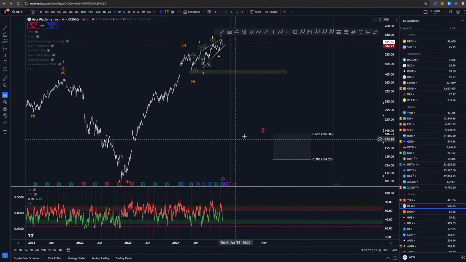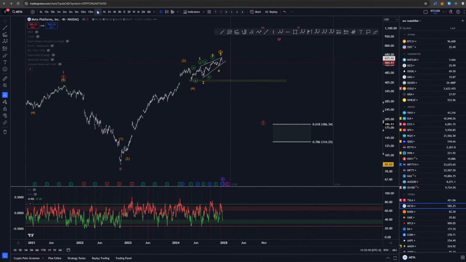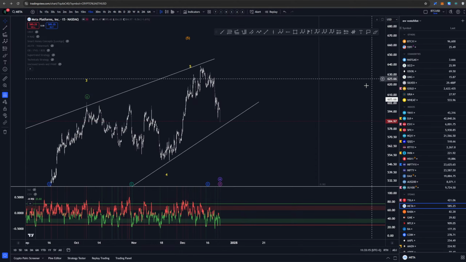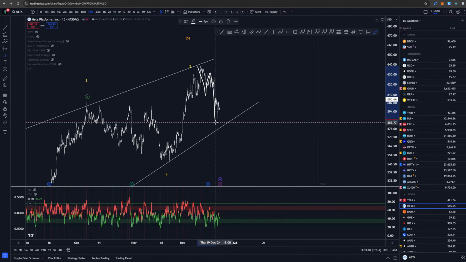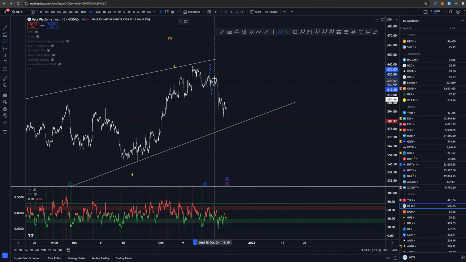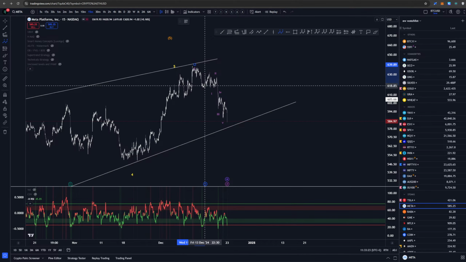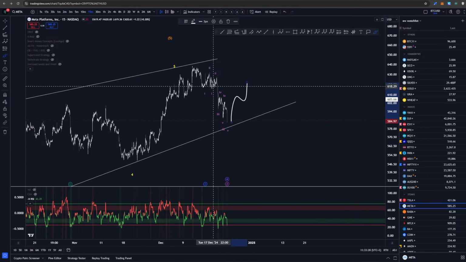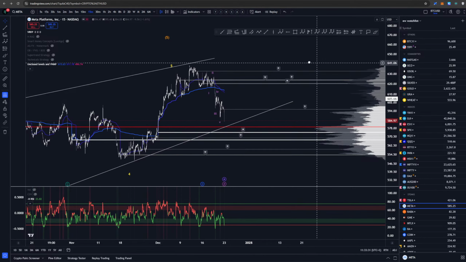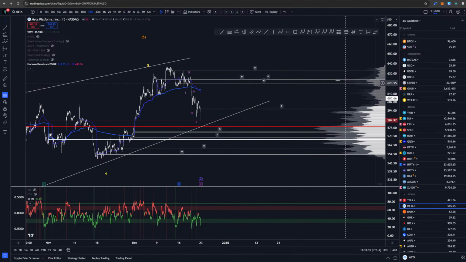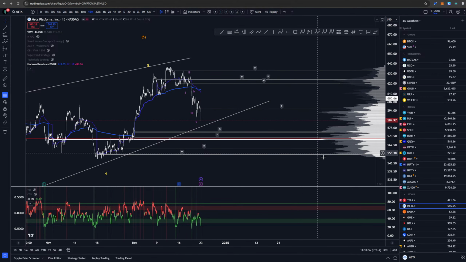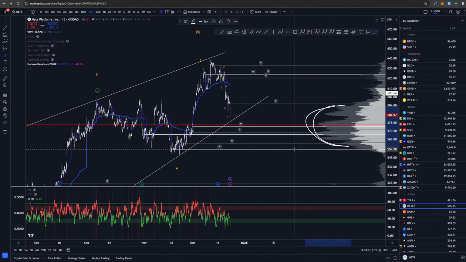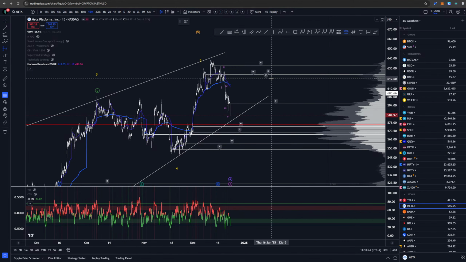Sure, we can see this divergence here, which is good. Maybe I would need to find some in here, because this does look like a 5. This looks like 1, 2, 3, 4, 5 potentially. If we get a 3-wave pullback, let's see, there's a volume cluster here. I would expect some kind of reversal somewhere in here for sure, and coming back into these areas.